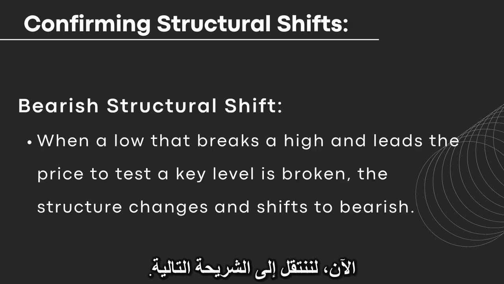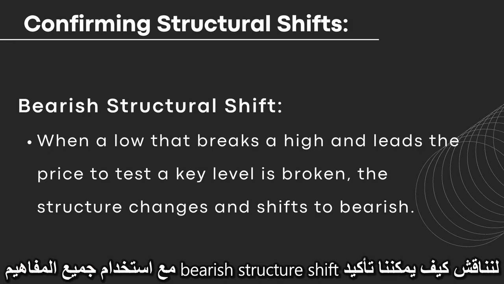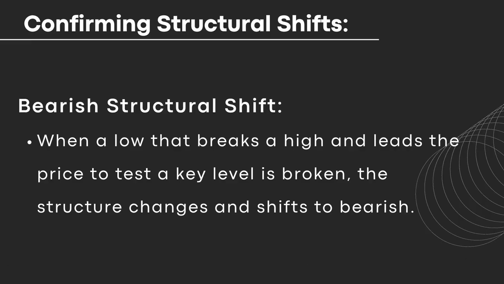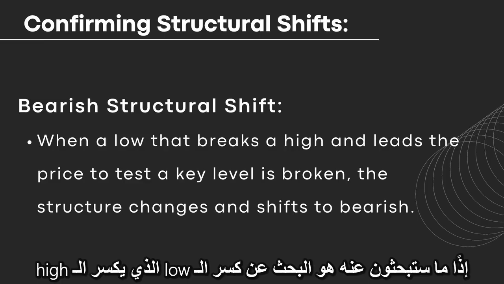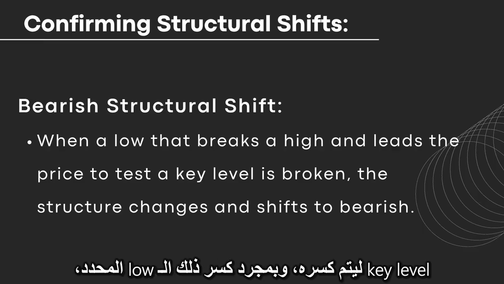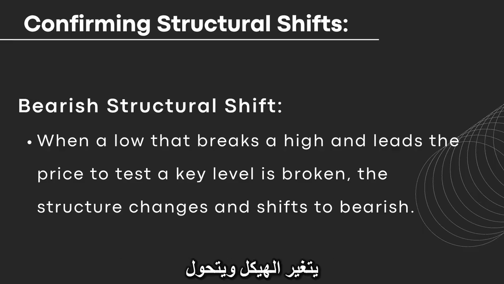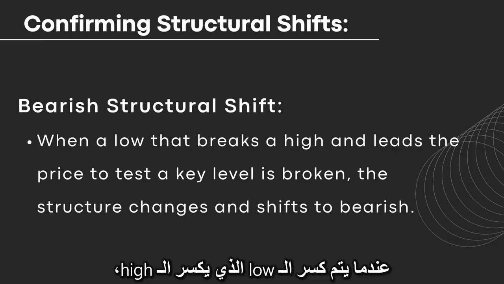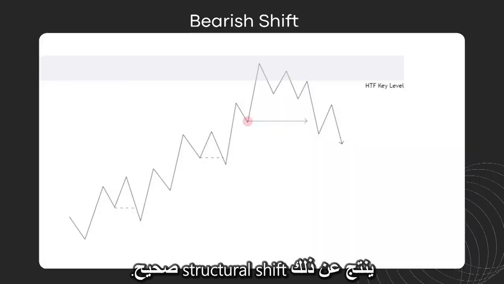Now moving on to the next slide, let's discuss how we can confirm a bearish structure shift while using all of the concepts in conjunction with the advanced market structure. What you're going to look for is the low that breaks the high and leads price to test a key level. Once that particular low is broken, the structure changes and shifts to bearish. Again, this only stands true if price tests the higher time frame key level, the next higher time frame objective or drawn liquidity is lower, and the shift happens at a key time. When the low that breaks the high gets broken, it results in a correct structural shift.